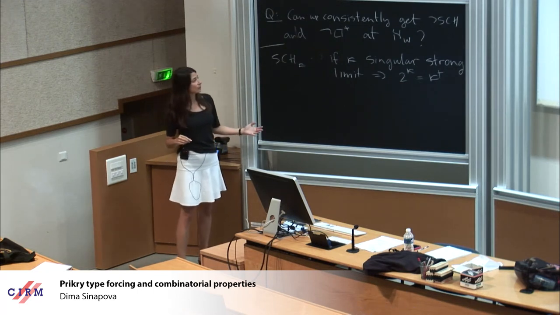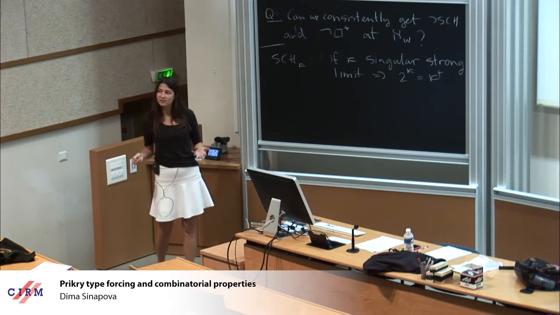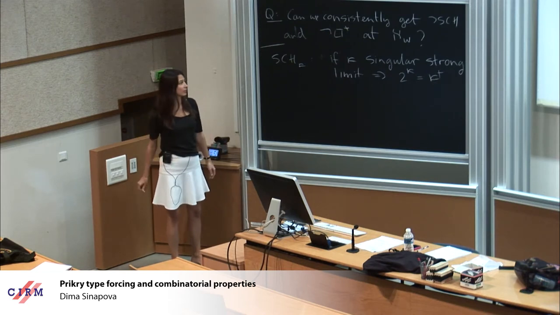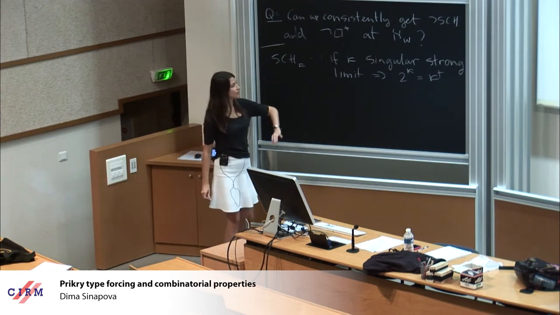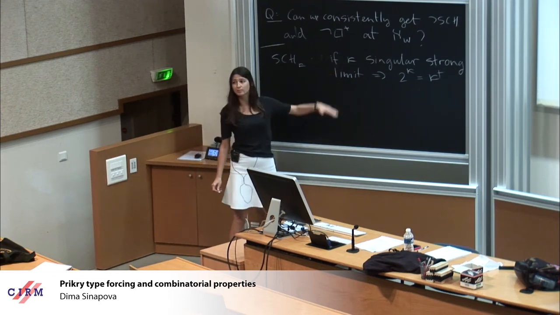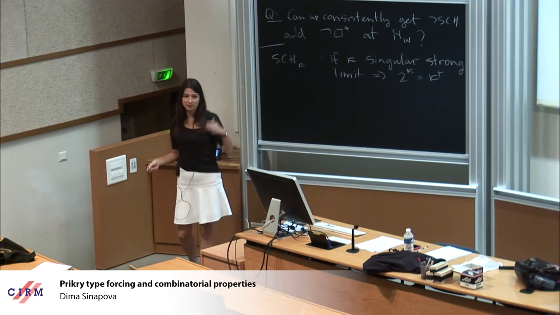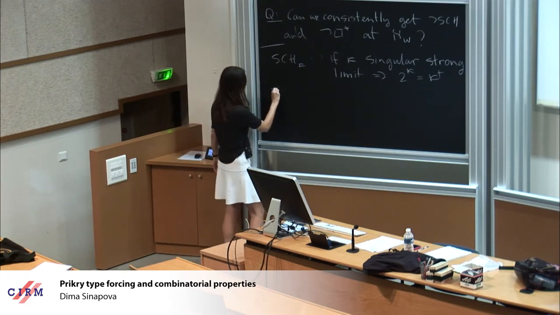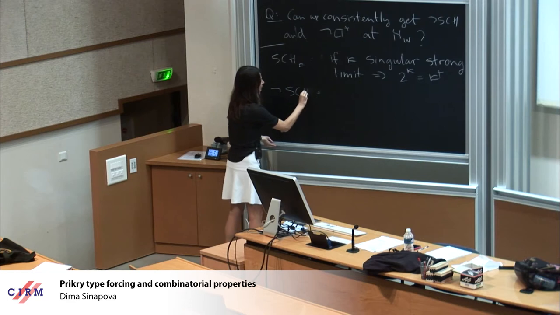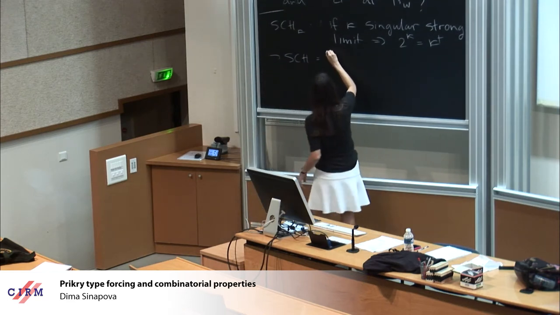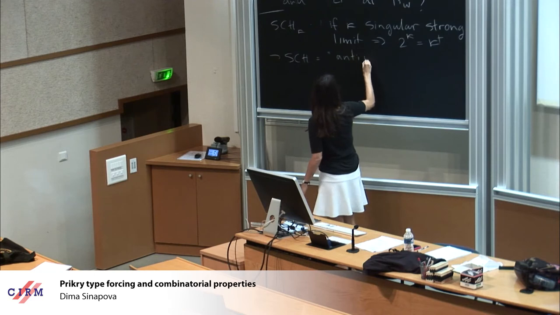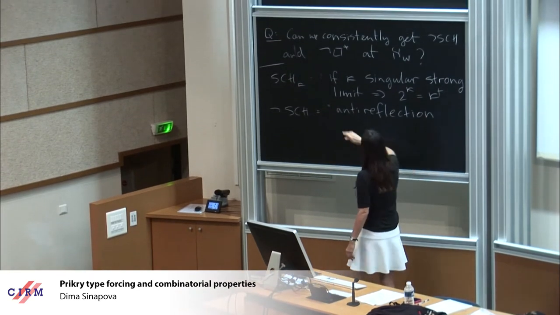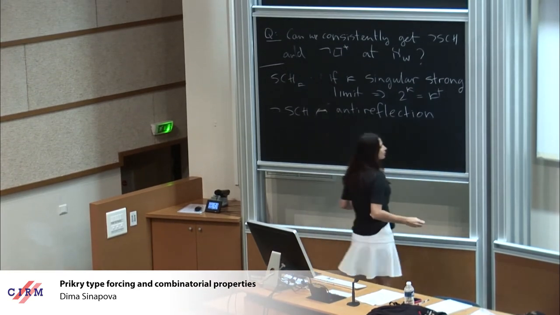One thing really to note here, since we're going to be talking about failure of SCH, is that failure of SCH is like an anti-reflection principle. In particular, to violate SCH, what does one need to do? One needs to have a singular cardinal kappa where the power set function below kappa is small, but it blows up at kappa. So let me write this: violation of SCH is viewed as an anti-reflection type principle.